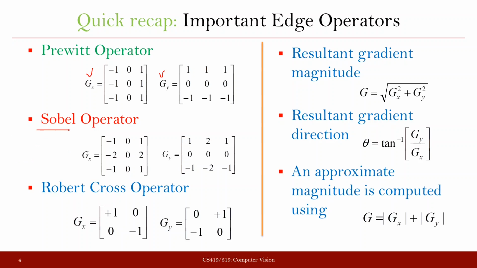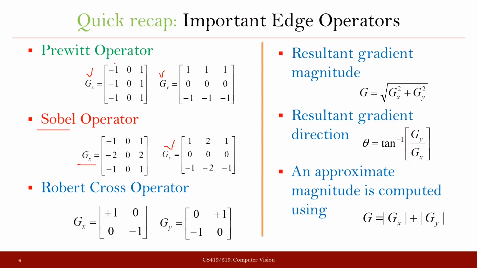In case of Sobel, again, the operator was considering a 3x3 neighborhood. And in the case of Sobel, the operator was defined like this. This was the gx, which is used for computing the gradient in x direction. This is gy, which is used in computing the gradient in y direction.